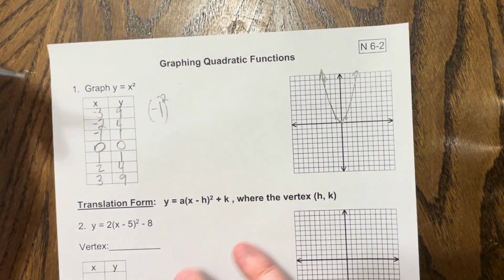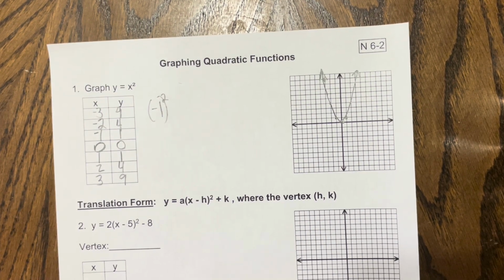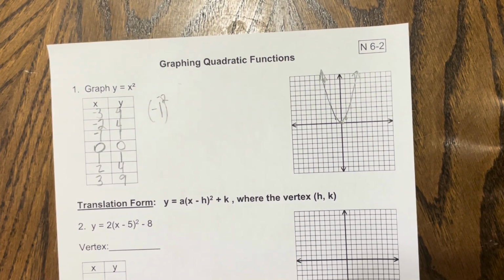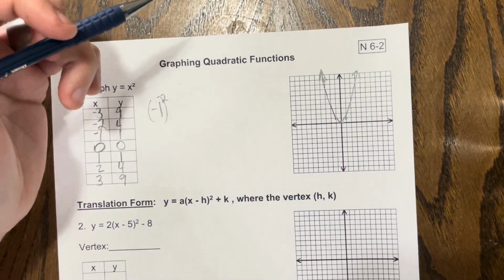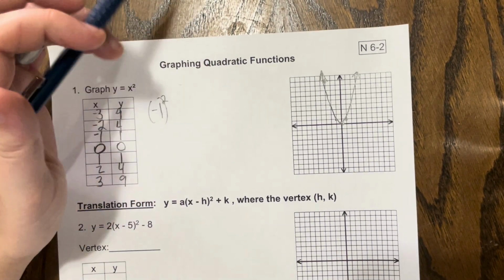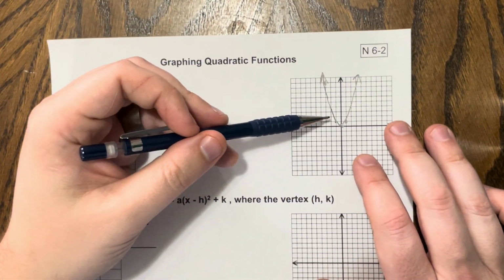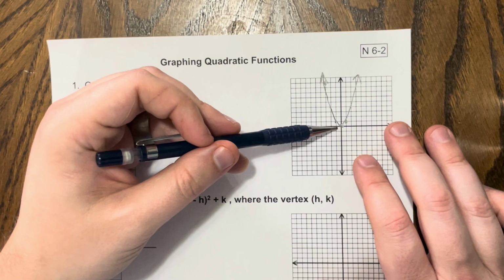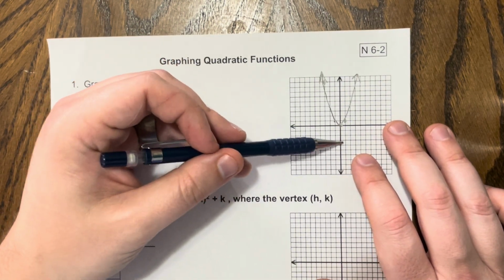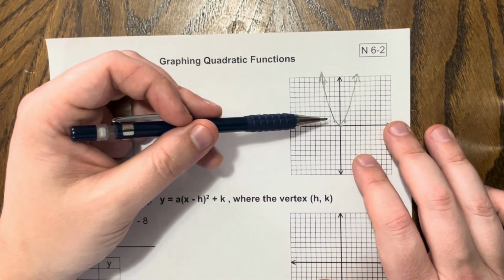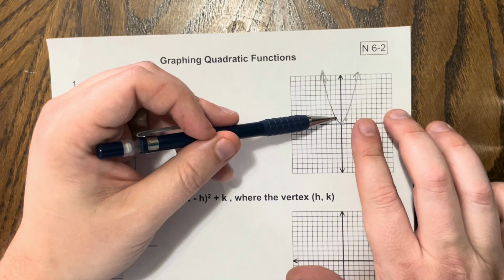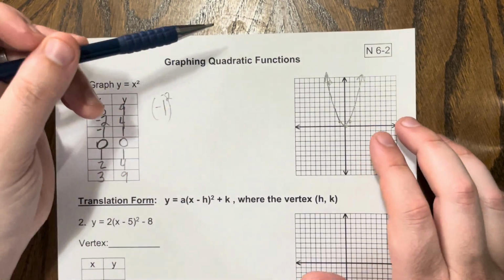And so this would be the parent function for all of your parabolas, all of your quadratic functions. Everything that we look at from here on out is just going to take this graph, and starting out, we'll just kind of move it up or down, left or right, and then also we can widen it or make it skinnier.